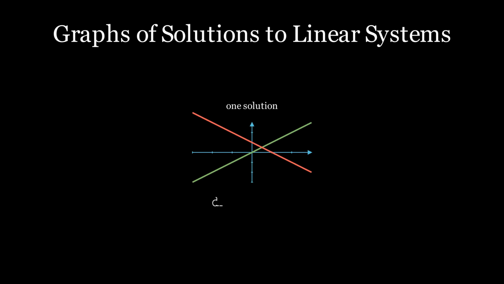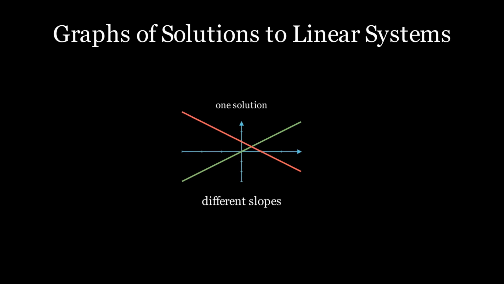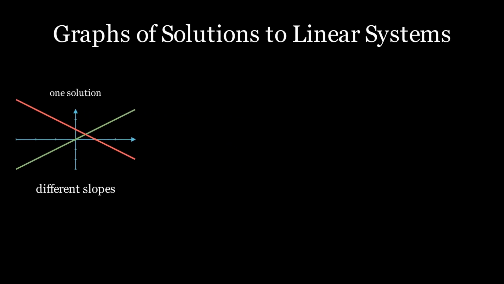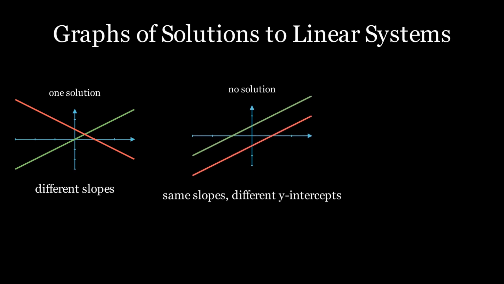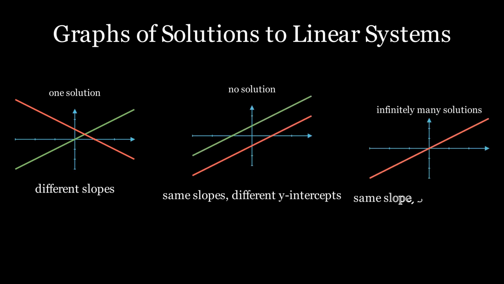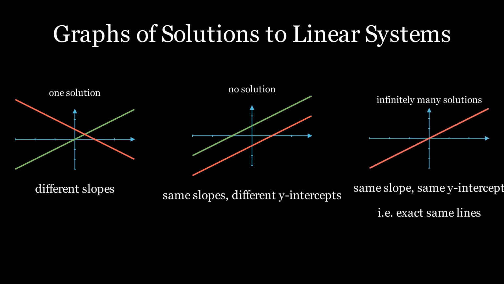To have one solution, we only require different slopes. To have no solutions, we require the same slopes, but different y-intercepts. Finally, infinitely many solutions happens when we have the same slope, same y-intercept. In other words, they are the exact same lines.